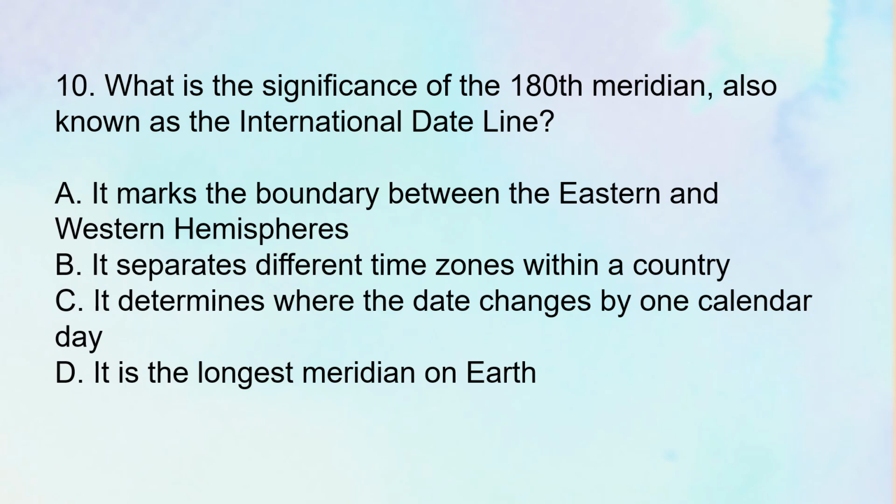Number 10. What is the significance of the 180th meridian, also known as the International Date Line? Letter A, it marks the boundary between the eastern and western hemispheres. Letter B, it separates different time zones within a country. Letter C, it determines where the date changes by one day on the calendar. Or letter D, it is the longest meridian on Earth.